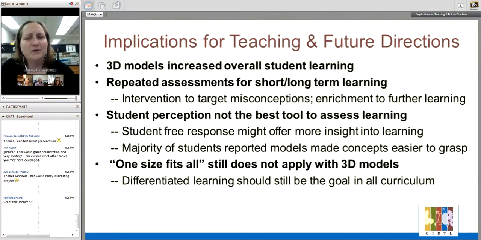Student perception may not be the best tool to assess learning. There were students who loved the models and didn't have as large gains when you look at an individual-by-individual basis, but a student free response might offer more insight into learning, and that's been seen over and over again. I just go back to repeat: one size doesn't fit all, and this still applies to 3D models. Differentiated learning should still be the goal in the curriculum, even when looking at something so novel as interactive learning or a 3D model setup.